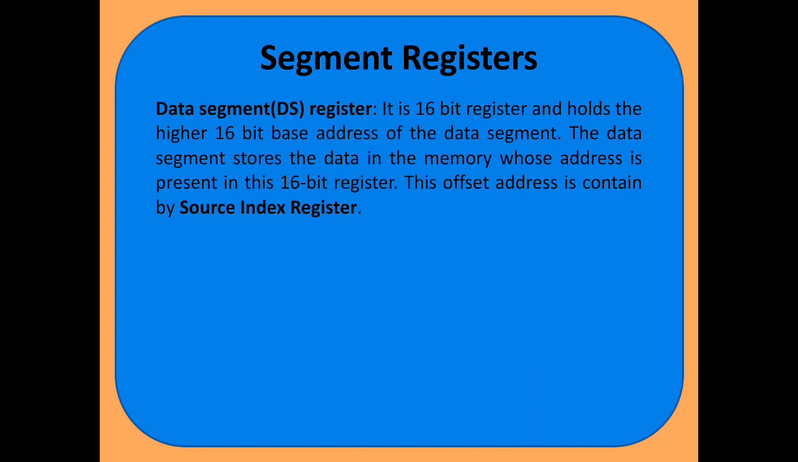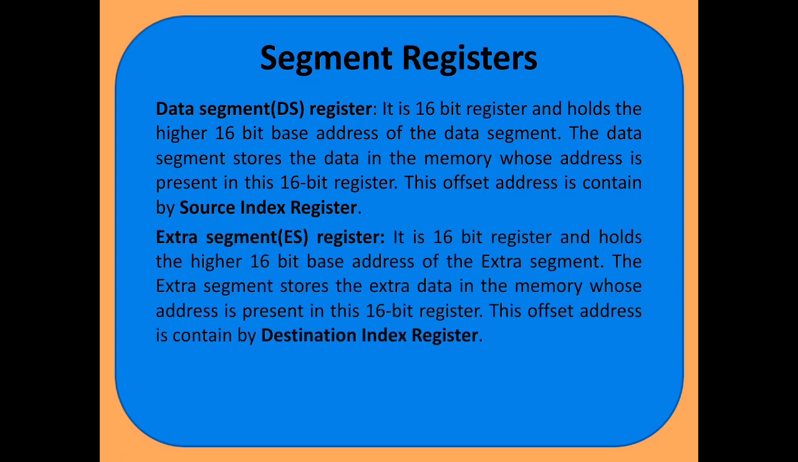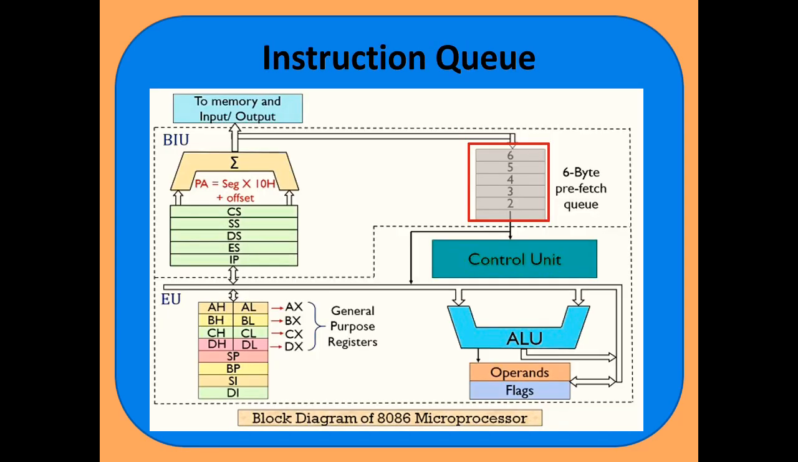Coming to the data segment, it is also a 16-bit register which holds the base address of the data segment, and the data segment is used for storing data. Here we use the source index register as the offset register for this segment. Coming to the extra segment, this register also contains the higher 16-bit base address of the extra segment, which is used for storing extra data. Here we use the destination index as the offset register in the extra segment.